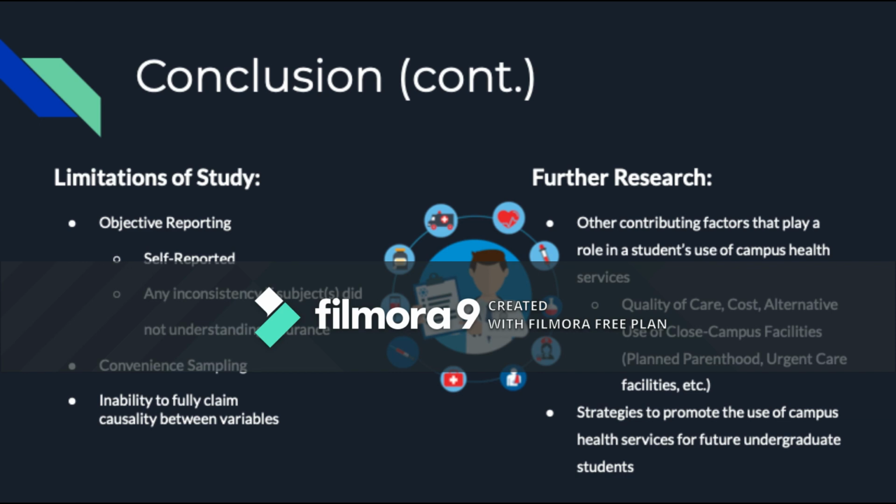That means we need to use further research and further studies in order to bolster any claims from this study that we did on our own. That means we need to look at other factors that are playing a role in a student's use of on-campus health services. Is there something with the care, the cost, or maybe even alternative sources like Planned Parenthood, urgent care facilities that are near to campus? Additionally, there needs to be research on strategies to promote the use of on-campus health services to improve the outcome for future undergraduate students.